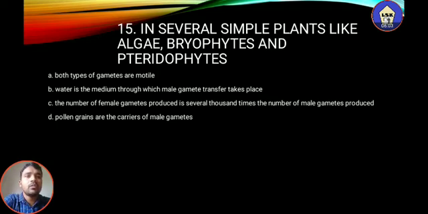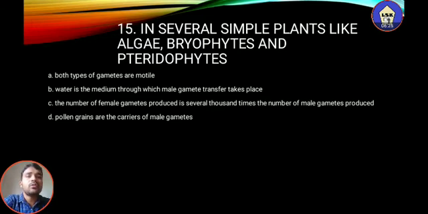It may be true about bryophytes. The male gametes are transported through the water current, through the water medium, and they will reach the oogonium where the fertilization takes place. If you consider the bryophytes, it may be the right option, but for algae, wrong. So with respect to the algae, this statement is wrong.